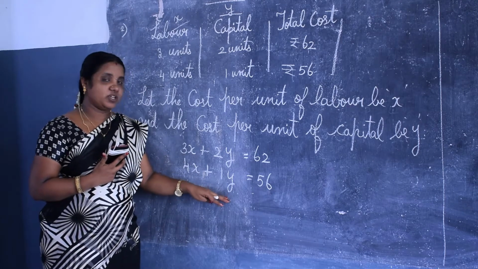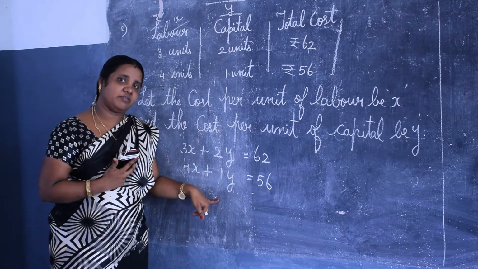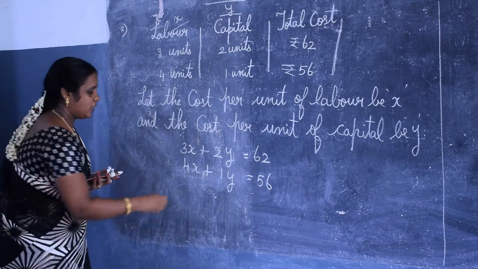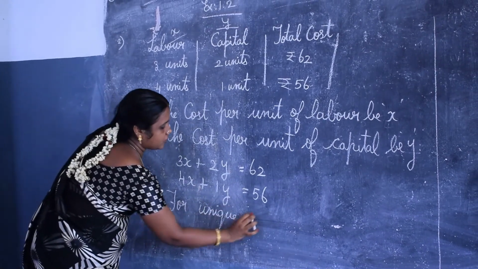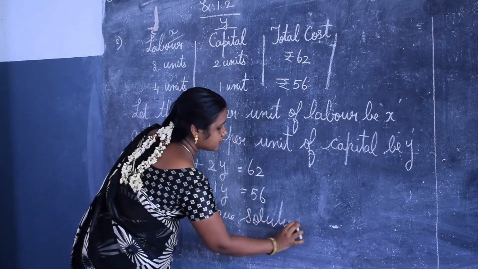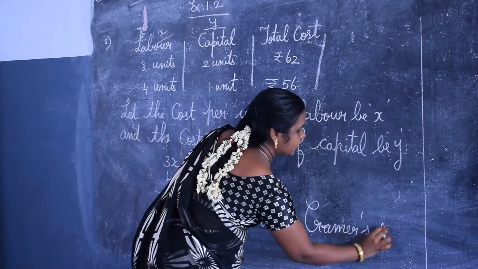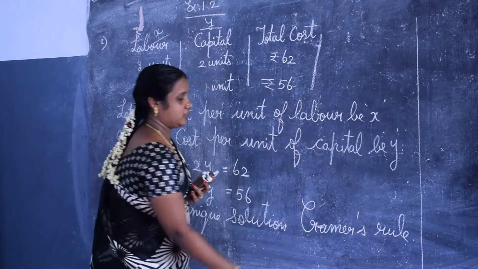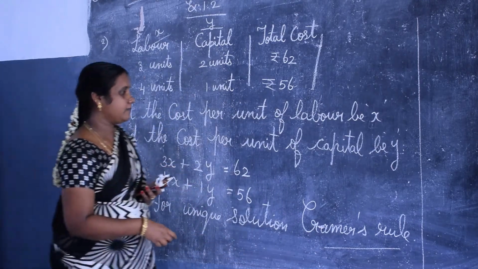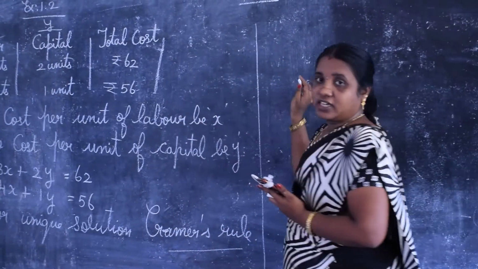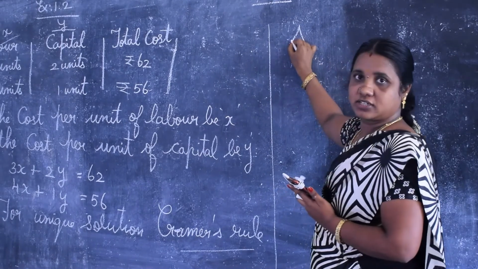For these equations, if we solve, we will get only a unique solution. For a unique solution we can use Cramer's rule, so that we can easily find the value of x and y. With the help of Cramer's rule, we can solve this equation. For Cramer's rule, you have to find the value of delta first.